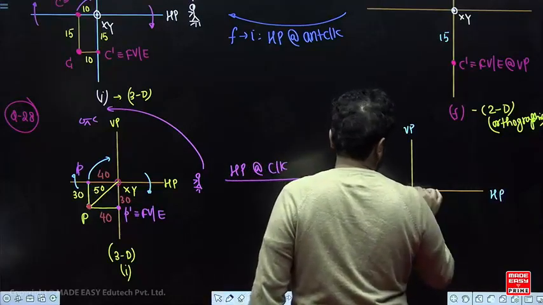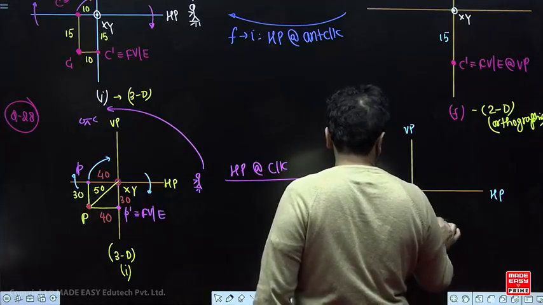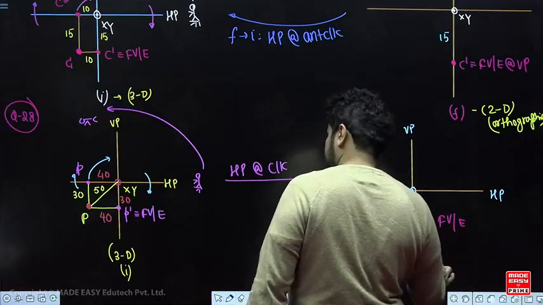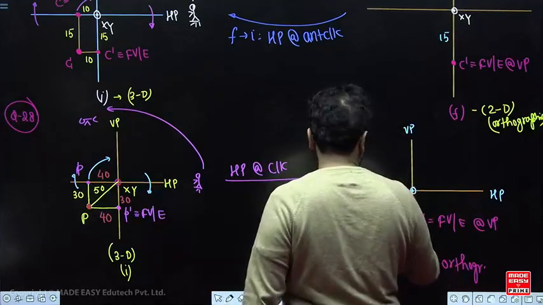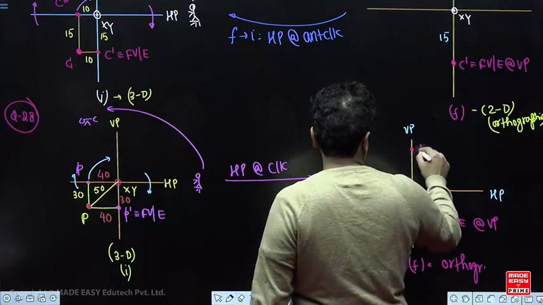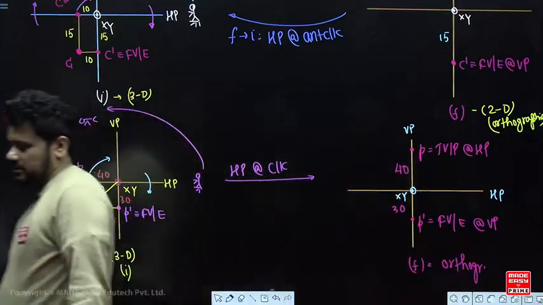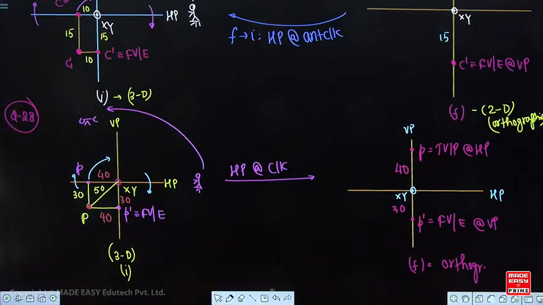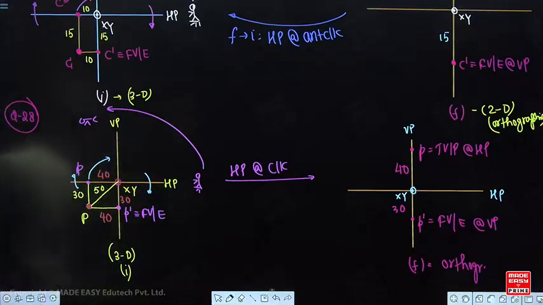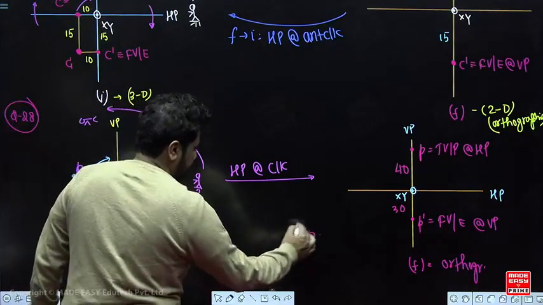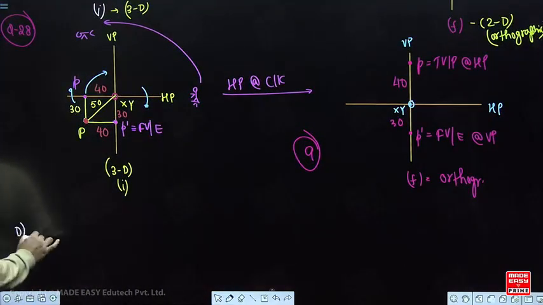VP, HP, XY. Okay. So this is P dash, which will be front view or elevation. This is the final or orthographic, correct. At VP, 30, and this is 40. P is the top view and plan at HP, at a height of 40. What is the question? They are asking where the top view of the point will lie. The top view of the point will be 40 mm above the XY line. The option will be A. Is it clear? Tell me.